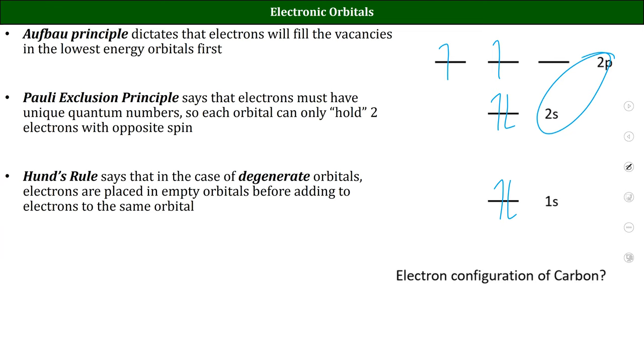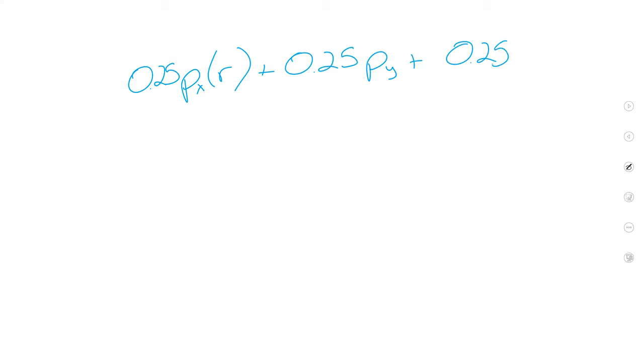Mathematically, it's saying, okay, if we take 3 p orbitals and 1 s orbital and we add their functions together, we take the function that represents the p sub x, as a function of radius usually, times 0.25 plus 0.25 times p sub y plus 0.25 times p sub z plus 0.25 times what? It's the last one we have that we can mix together. We got all 3 pieces of the P. That S orbital is the other one we're going to mix together.